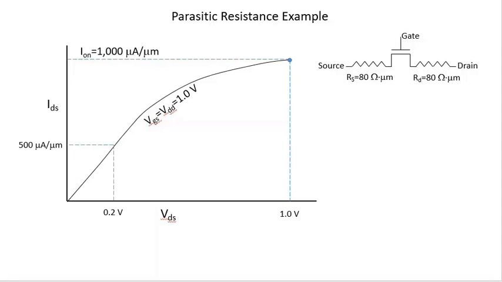Only one curve is shown. Normally there's a whole series of curves, but I'm only showing the curve where the gate source voltage equals the power supply voltage V sub DD, which in this case happens to be 1 volt. I have a data point on here. At a drain source voltage of 0.2 volts, the drain source current is 500 microamps per micron.